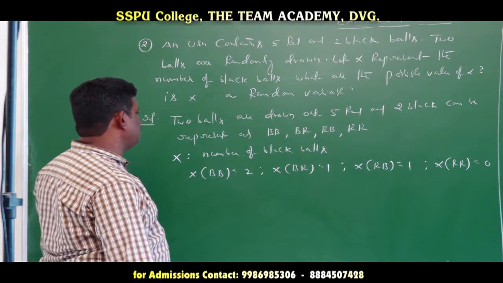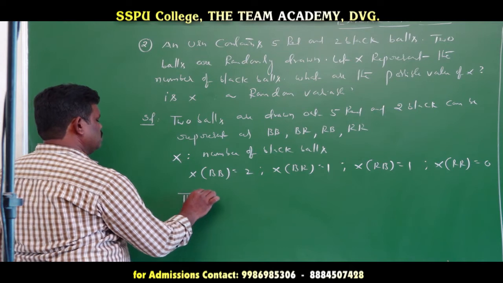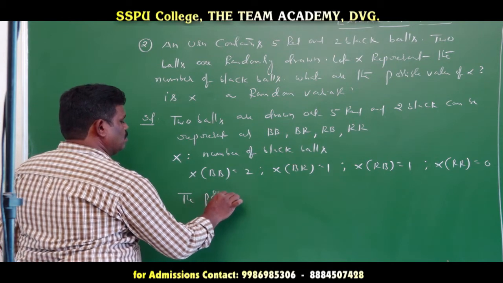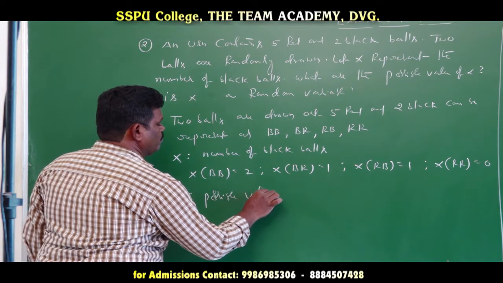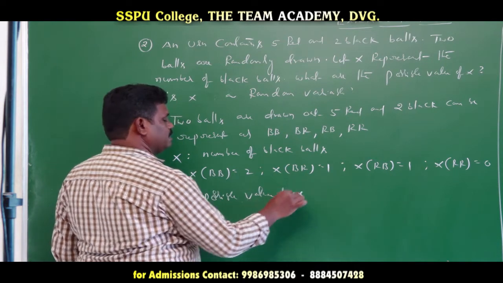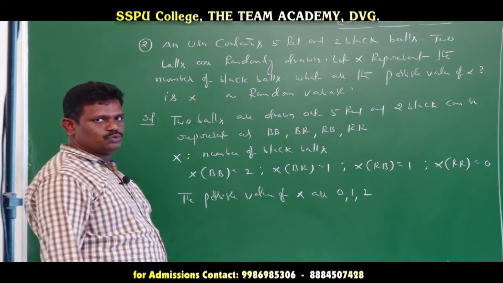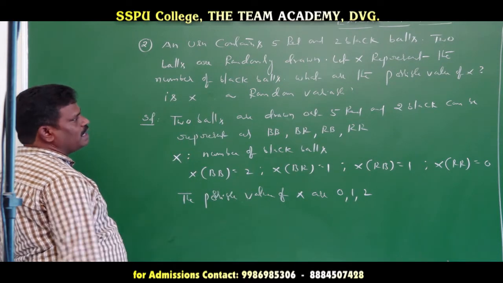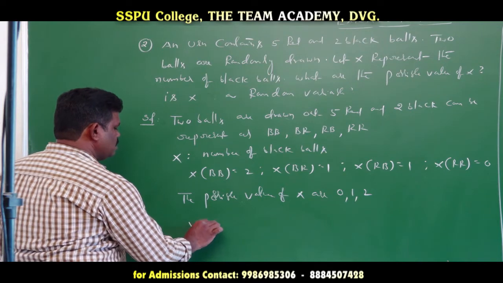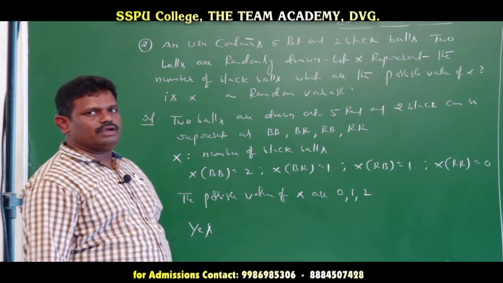Therefore, the possible values of X are 0, 1, 2. Okay? Now this is the random variable X. This is a random variable. Okay? Next one.